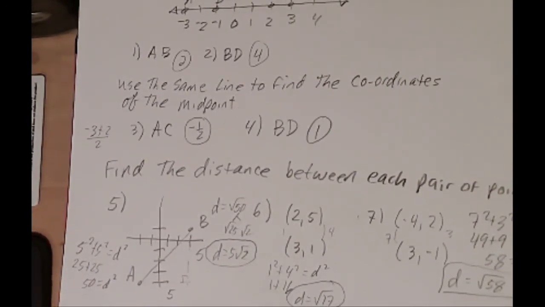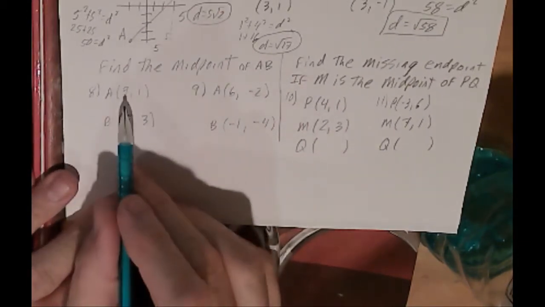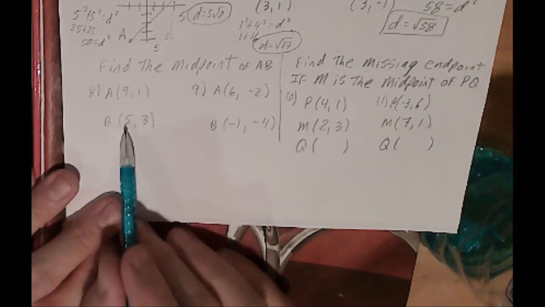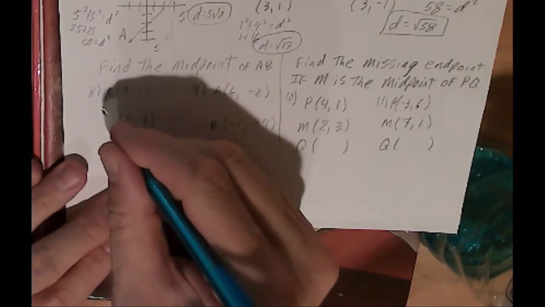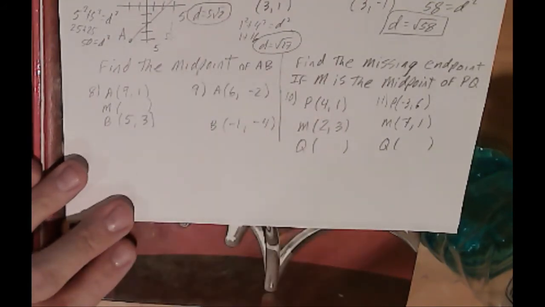Now we're going to find, over here, these two problems. We're going to find the midpoint. Whoops. Can't see that now, can ya? No. We're going to find the midpoint of AB, the midpoint between 9, 1 and 5, 3. I'm going to go ahead and stick M here. There's room for my midpoint right in the middle.